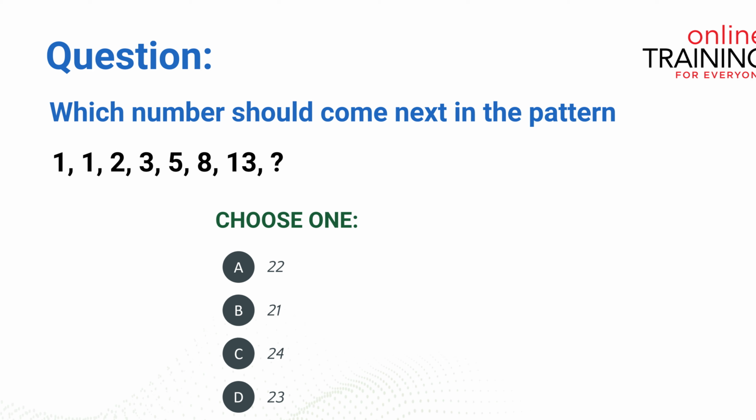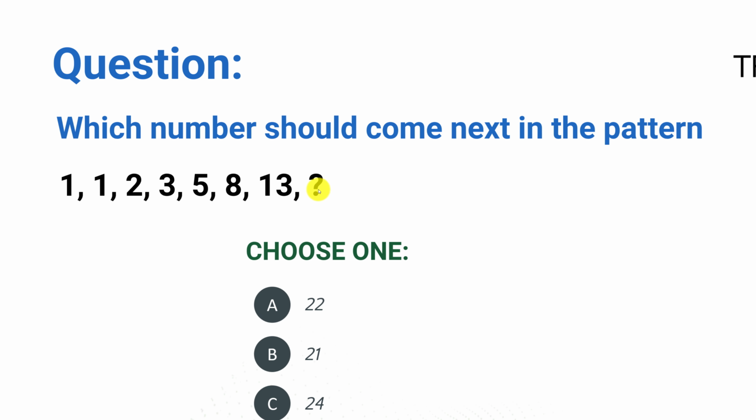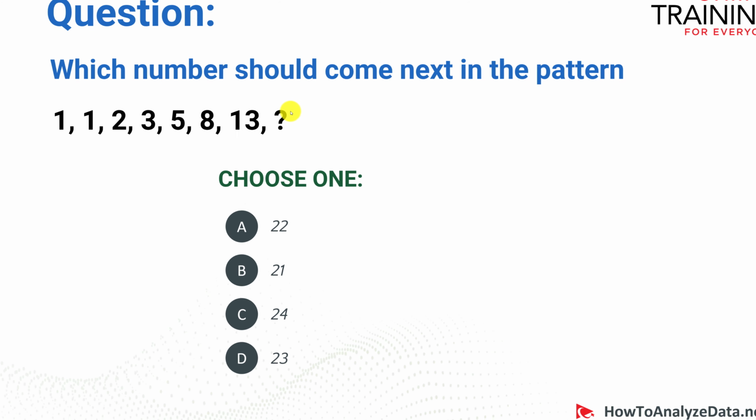Now let's look at another pattern type question. Which number should come next in the pattern? And then you have the pattern of numbers 1, 1, 2, 3, 5, 8, 13. So let's first determine what's the pattern here. Obviously there are 4 choices, but the result here is calculated based on the pattern that we would need to determine. Which one do you guys think is the right one here?